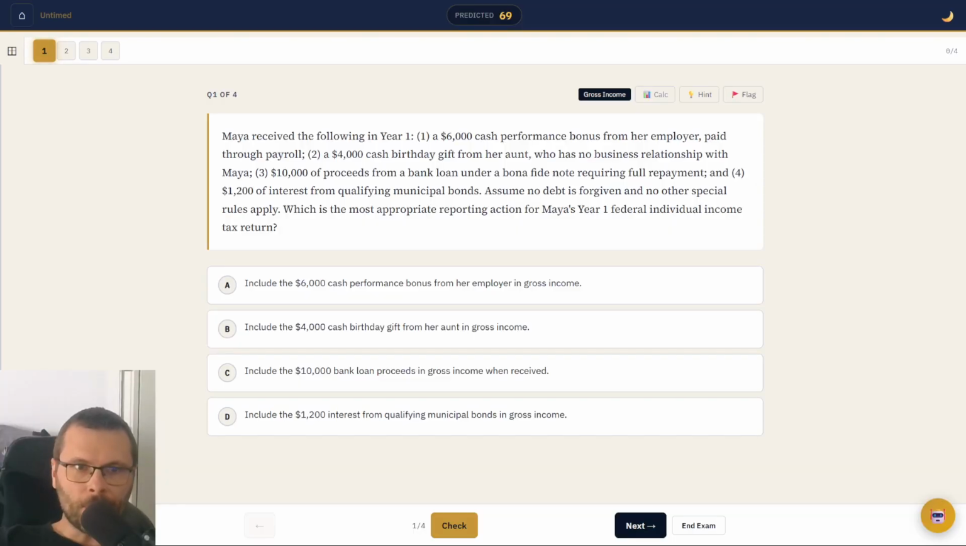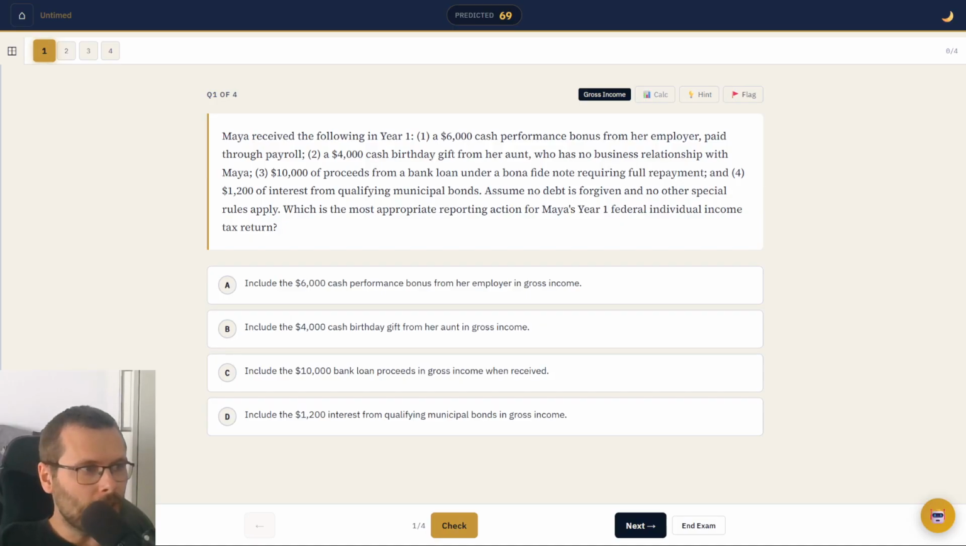Okay, read the stem first. Which is the most appropriate reporting action for Maya's Year 1 federal individual income tax return? The answer options: include the 6,000 cash performance bonus, include the 4,000 cash gift, include the 10,000 bank loan, include the 1,200 interest from a bond. So this isn't even a math question.